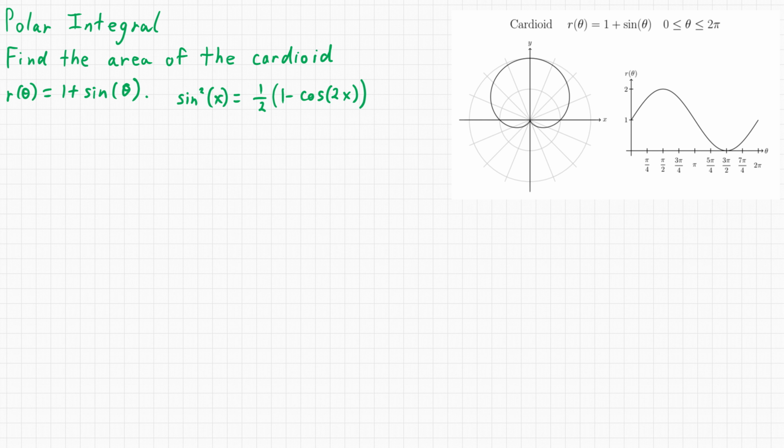Find the area of the cardioid. So r of theta equals 1 plus sine of theta. And we're going to need this later on: sine squared of x equals 1/2 times 1 minus cosine 2x.